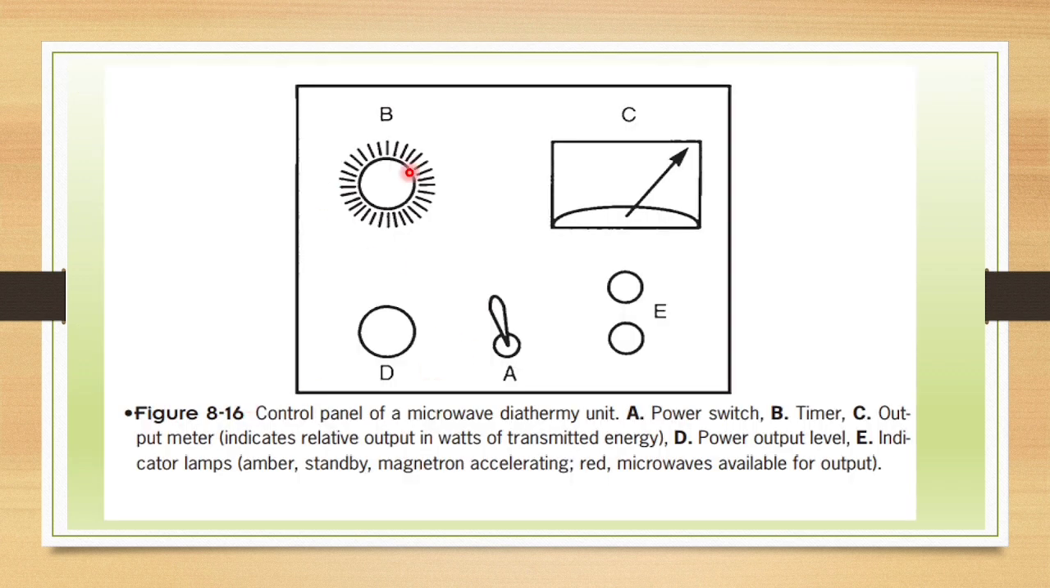And this is the control panel of your microwave diathermy unit. A is your power switch. B is your timer, to set the different times or duration of treatment. C is your output meter. D is your power output level. And E is your indicator lamps. So this is the basic control panel of a microwave diathermy unit.